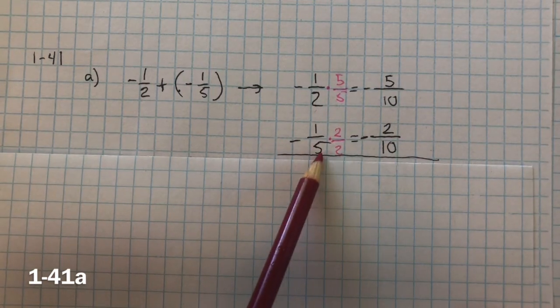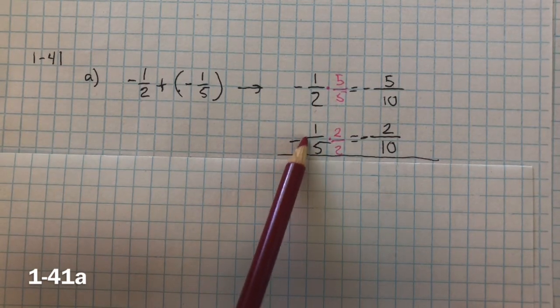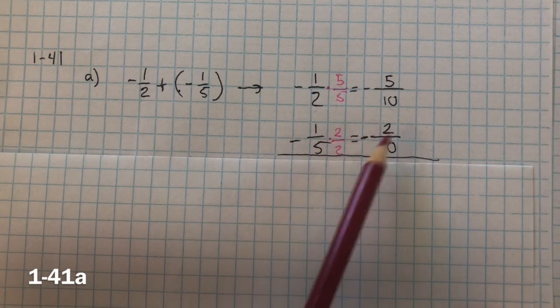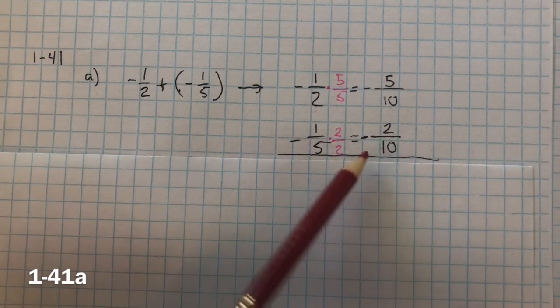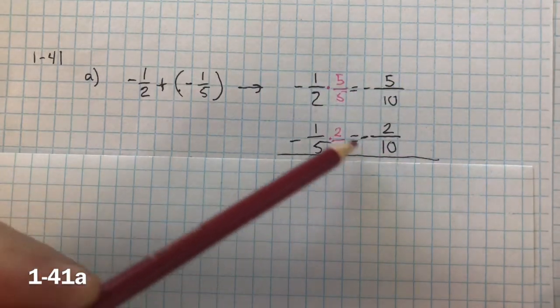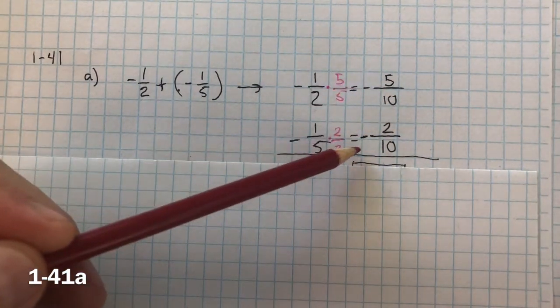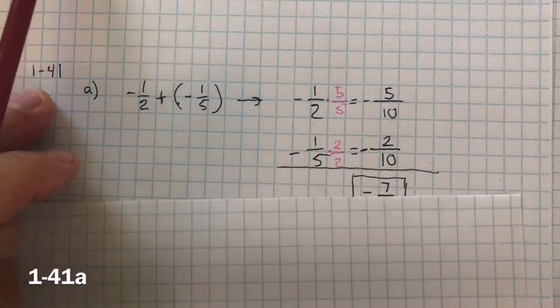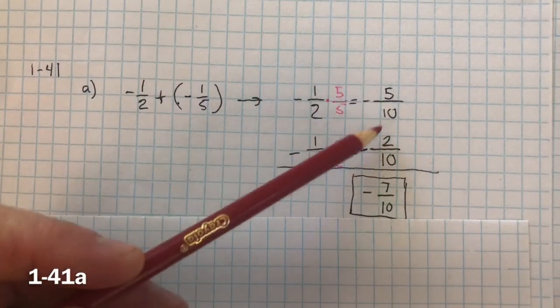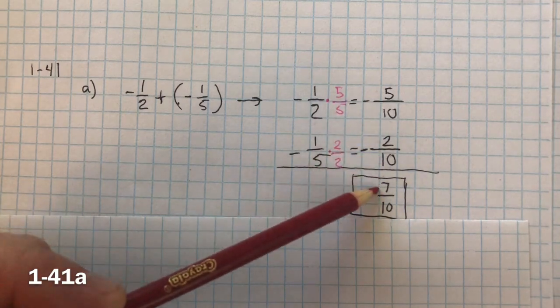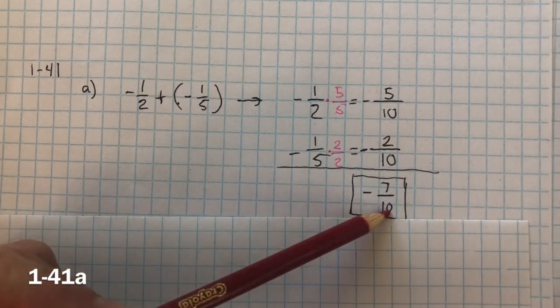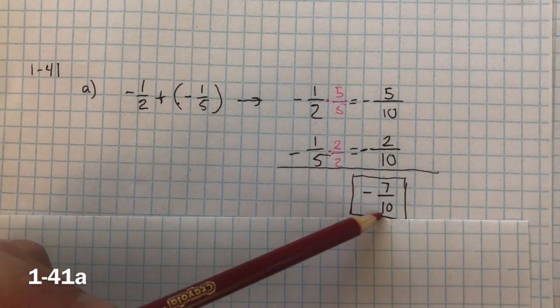And now we're going to multiply negative 1 multiplied by 2 is negative 2. 5 multiplied by 10 is 10. Now, here's where you're adding these two. It's a dig situation. So you're going to add the two negatives together. 5 plus 2 is 7. And you keep the denominator. So it's negative 7/10.